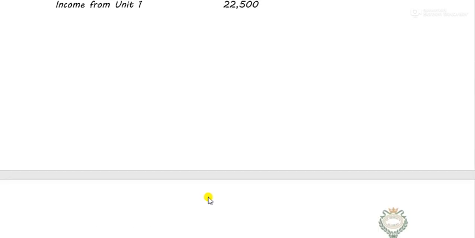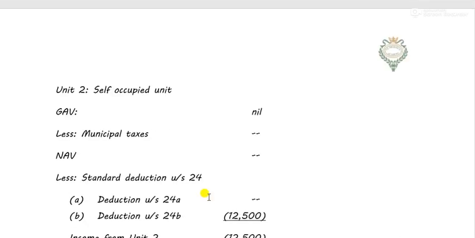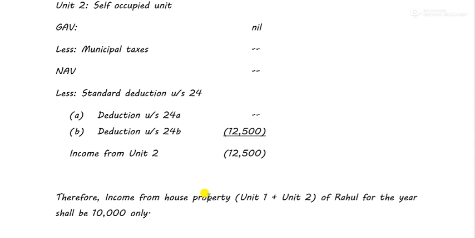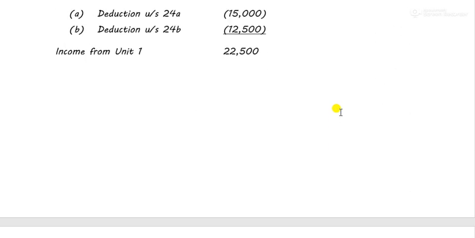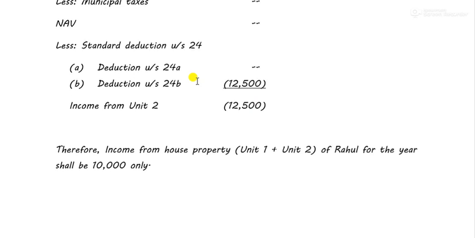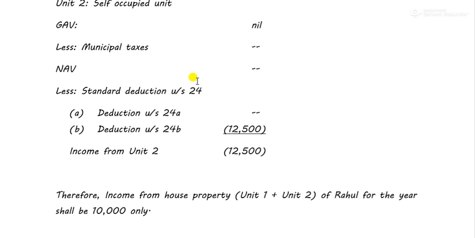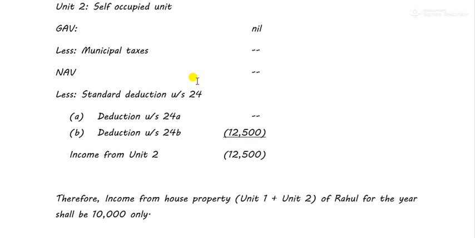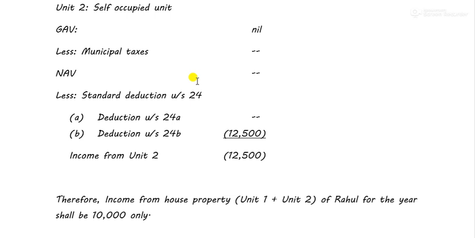So see, from unit 1 we have an income, and from unit 2 we have a loss. We calculate the income from house property for the whole house property, unit 1 and unit 2. So add unit 1 and unit 2, and 10,000 shall be the income from house property, because 22,500 minus 12,500 is equal to 10,000. Now don't ask me, sir, how 10,000 came. 12,500 is negative and 22,500 is positive, so eventually 12,500 will be subtracted from 22,500. So 10,000 is my income from house property in the second case, that is for area wise division.